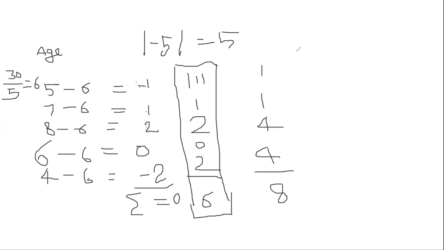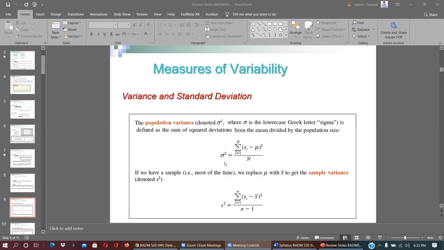Okay, now let me go back. So look into this. What is sigma? The sum from 1 to n of x i minus mu, squared, which we have just done, is 10, divided by 5. So 10 divided by 5, with n equal to 5, which comes to 2. We have 10 divided by the number of elements, 5. So sigma square is going to be 2.